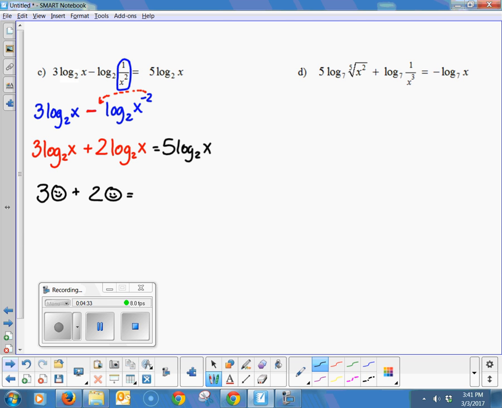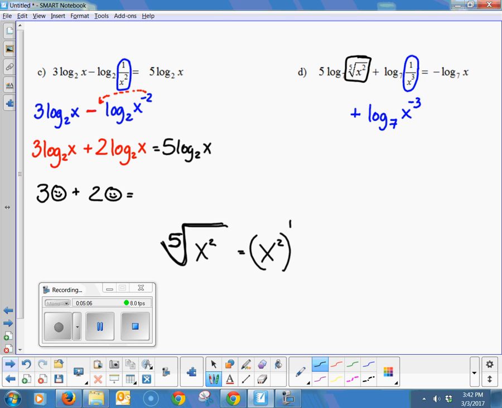And part D, so I'm hoping that when you're looking at part D, you're looking at this fraction and knowing exactly what we're going to do. We're going to say this is log base 7 of x to the negative 3. And here, this is very scary looking. Okay, it's the 5th root of x squared. And you can take the fifth root of anything and write it as that thing to the 1/5. And so that's what I'm going to do. I'm going to say it's 5 times log base 7 of x squared to the 1/5.